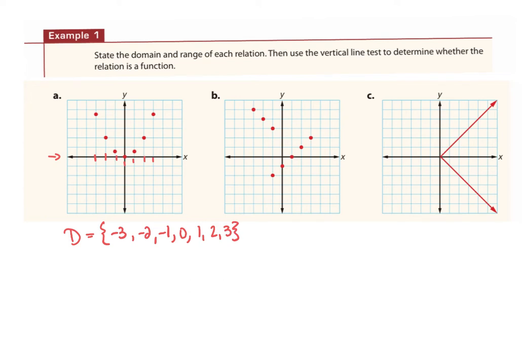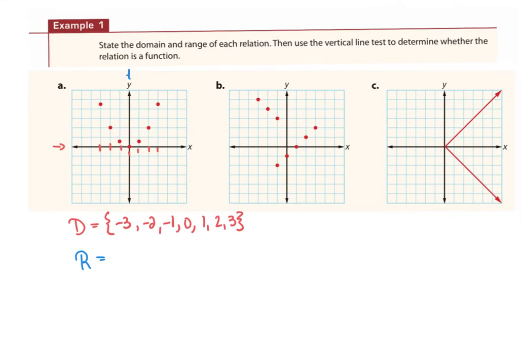My range is my y values. I look at my y-axis. I don't have any down here. My first y starts at 0. This one right here looks like it's at about 1/2. This is at 2 on the y-axis. And this last one looks like it's around 4.5, in between the 4 and the 5. And so that would be my range.